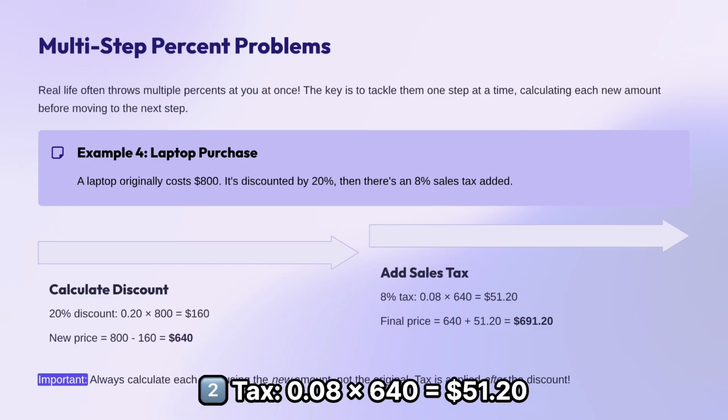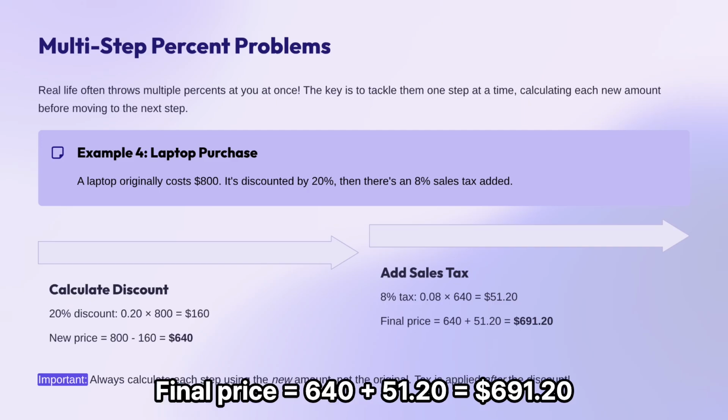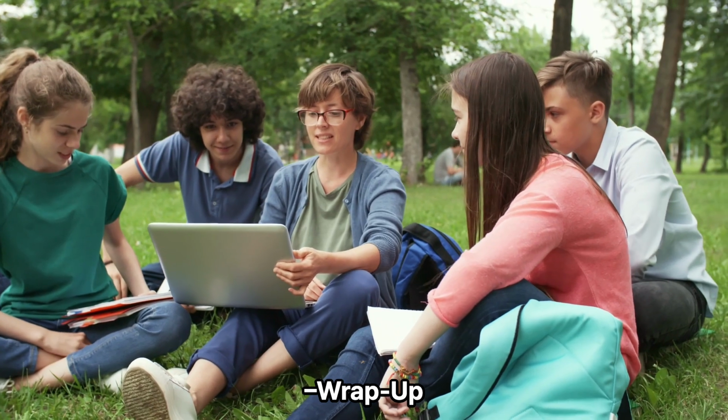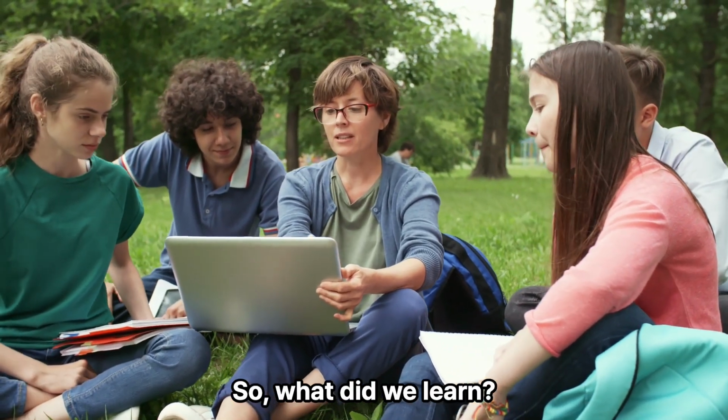Step 2, tax. 0.08 times 640 equals $51.20. Final price is 640 plus 51.20 equals $691.20. So, the laptop costs $691.20 total.